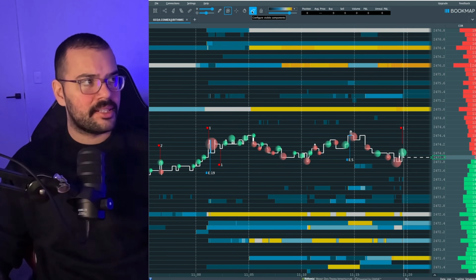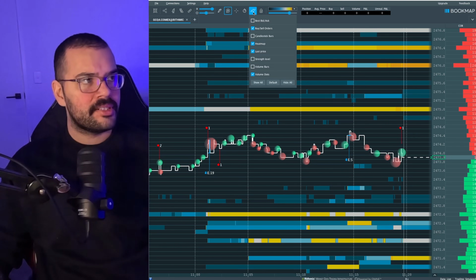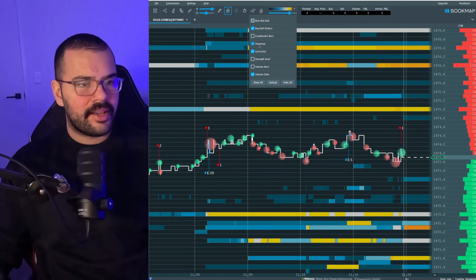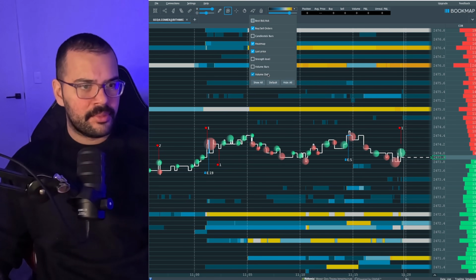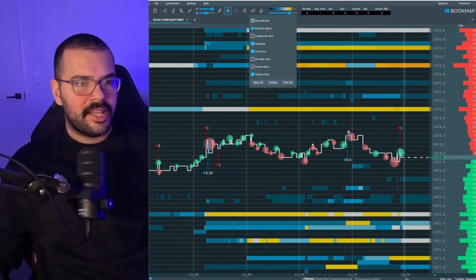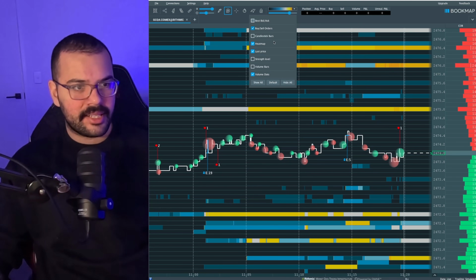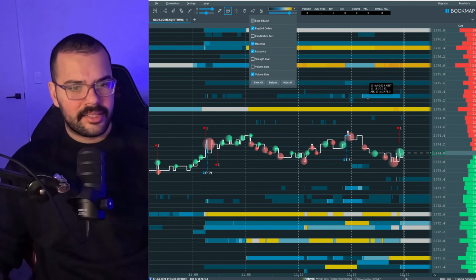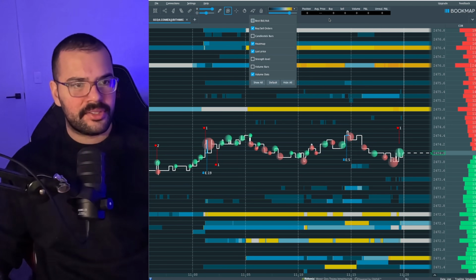So if you go up to the top toolbar here, there's a little symbol that says configure visible components. Click on that, and this is how I have mine done. So I've got volume dots turned on, last price turned on, heat map turned on, and buy sell orders turned on, and that's it. Everything else is unchecked. That's the first step, to have those turned on.